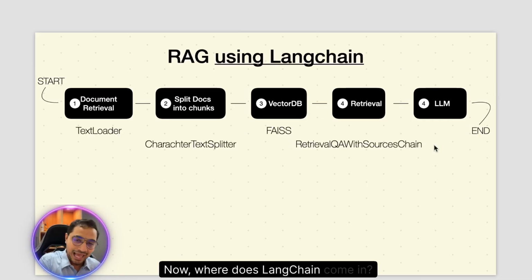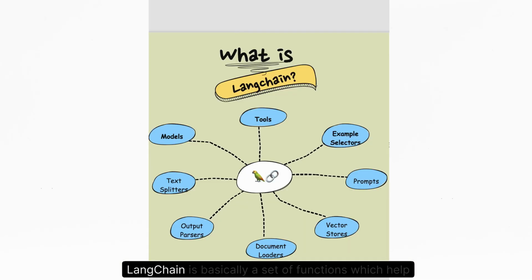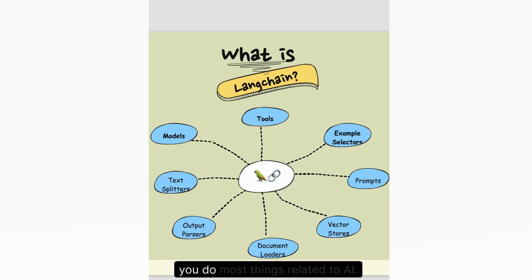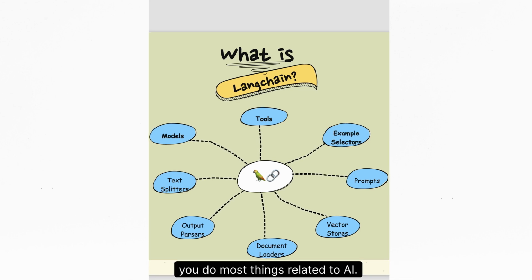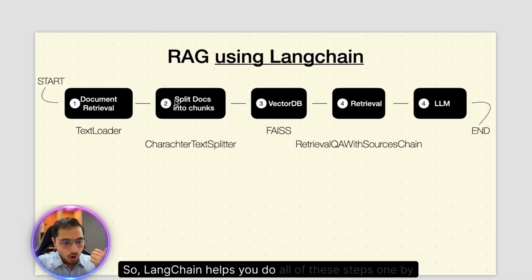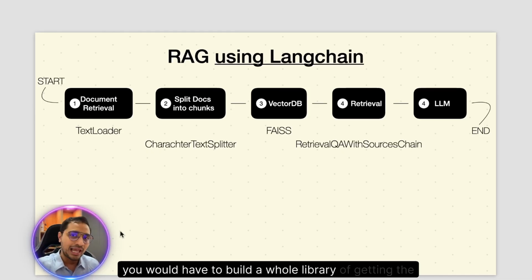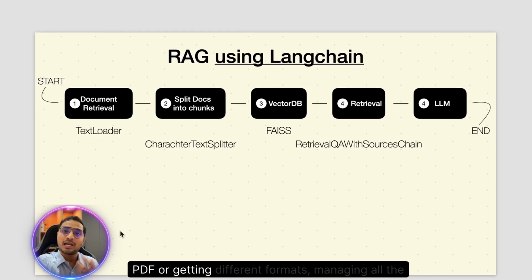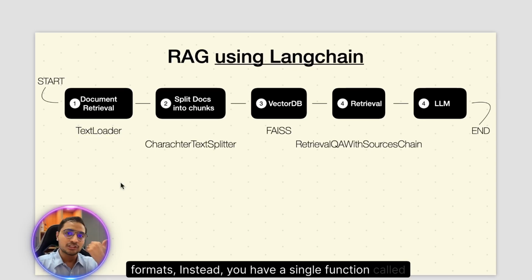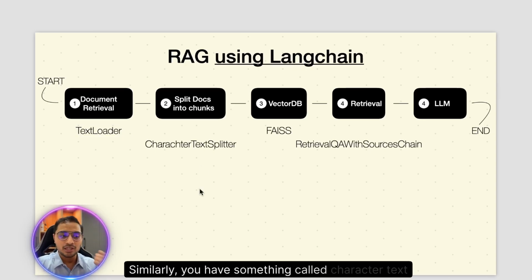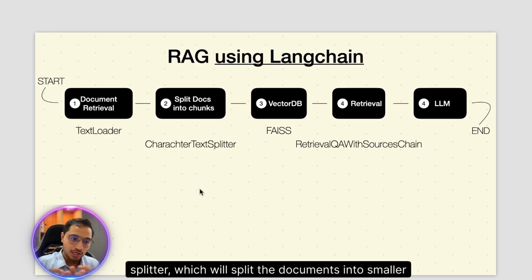Now, where does LangChain come in? LangChain is basically a set of functions which help you do most things related to AI. So LangChain helps you do all of these steps one by one. If you have to create your own document retrieval, you would have to build a whole library for getting the PDF or getting different formats, managing all the formats. Instead, you have a single function called text loader. Similarly, you have something called character text splitter, which will split the documents into smaller chunks.